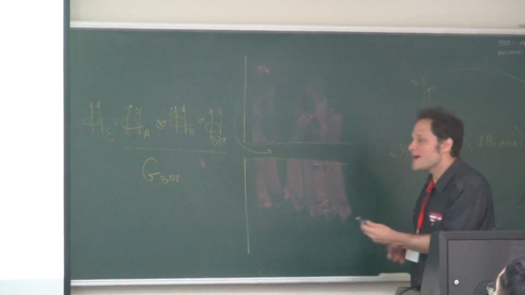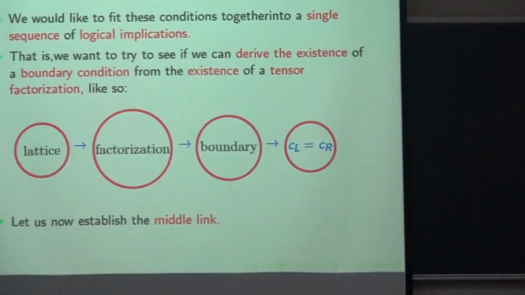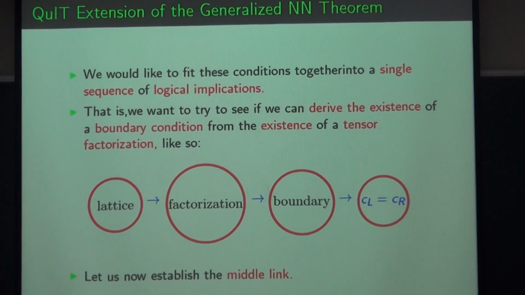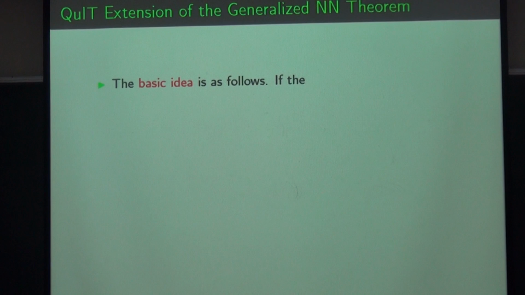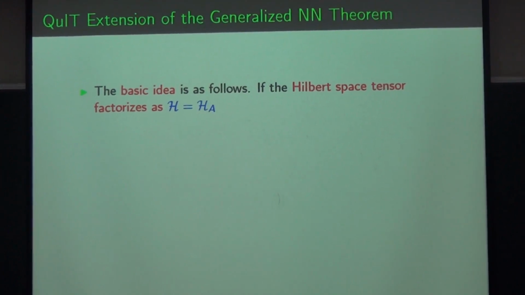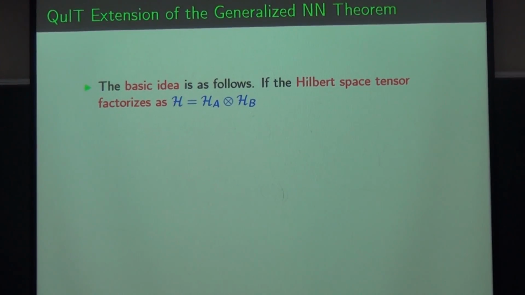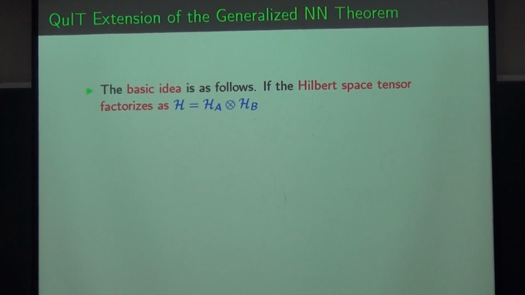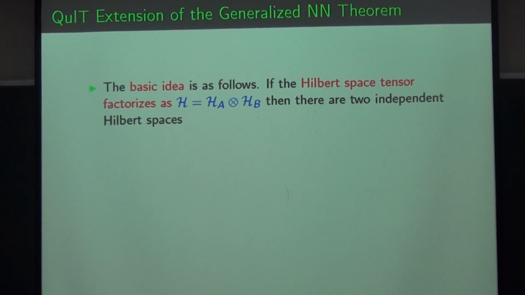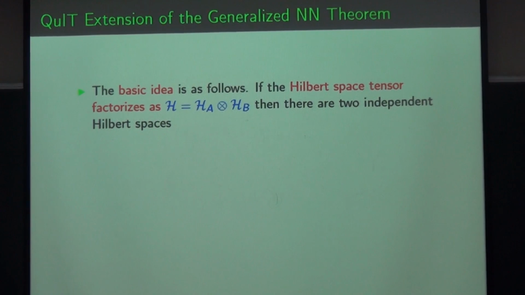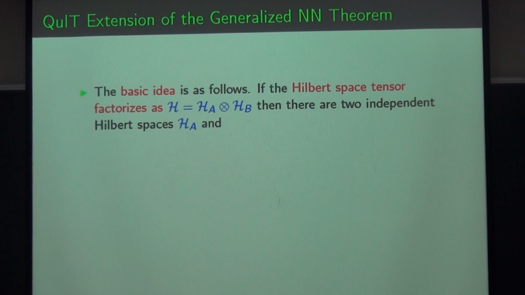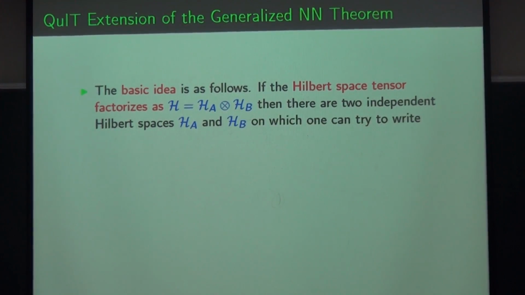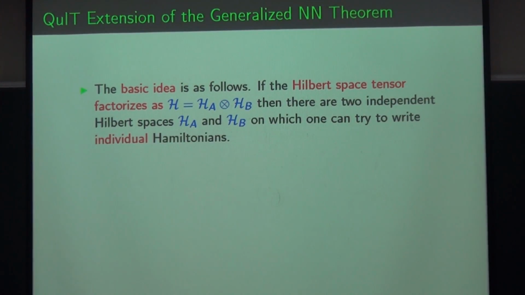Okay, so now I'm going to establish this middle thing because I haven't done it yet. So let me tell you how you can do it. The basic idea is as follows. If the Hilbert space does tensor factorize into factors, again modulo the short distance stuff, which don't worry about, or if you're still worried about it at the end, ask me and I'll show you why it doesn't matter, then there are two independent Hilbert spaces, H sub A and H sub B, on which one can try to write individual Hamiltonians.